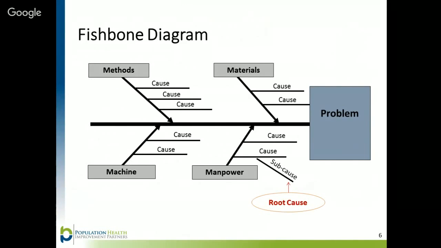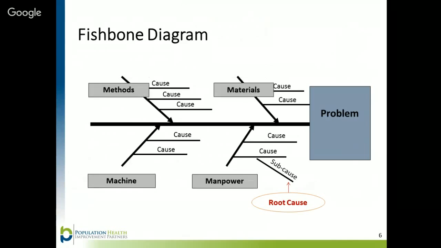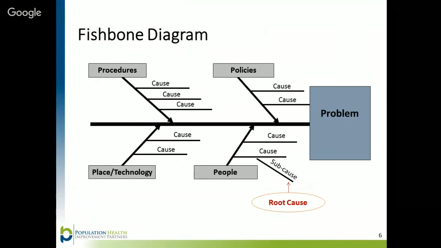This is what a fishbone diagram looks like. A problem statement, the problem you are identifying root causes for, goes at the head of the fish, and the causes of the problem are broken down into 4 different categories and represent the bones of the fish. This diagram uses the 4 M's as categories: methods, materials, machine, which is technology, and manpower. You can also use the 4 P's as categories: policies, procedures, plant, technology, and people.